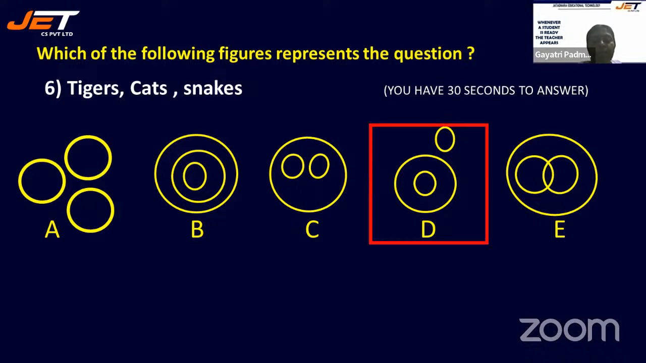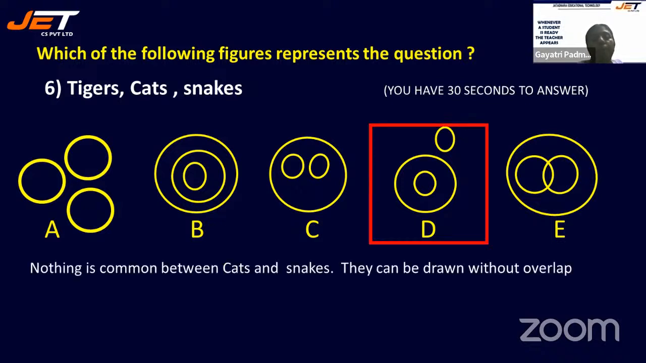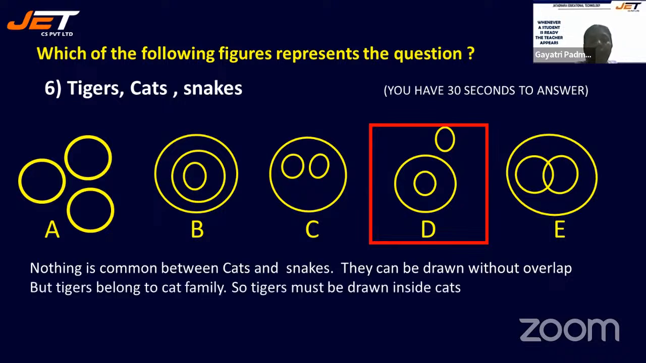All right, now let's see the answer. The option is D. Nothing is common between cats and snakes. They can be drawn without overlap. But tigers belong to the cat family, so tigers must be drawn inside the cats. So tigers are drawn inside the cats, and snakes are drawn separately because there is no connectivity between these.